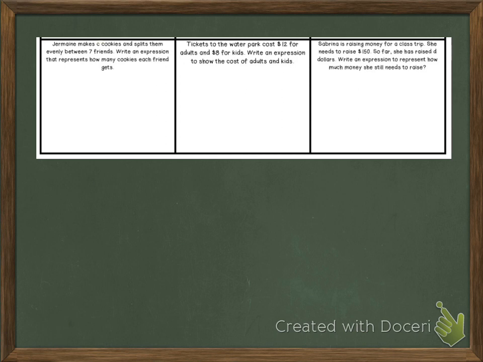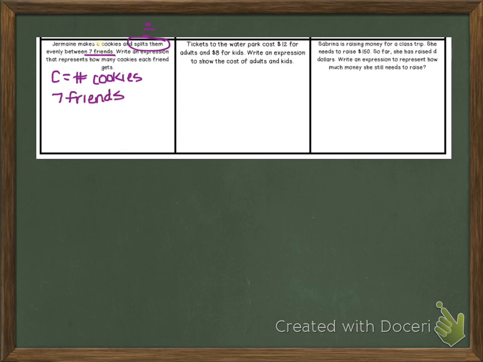Okay, so C is cookies. That works a little, I guess. And he splits them up evenly between 7 friends. Write an expression that represents how many cookies each friend gets. So C, we always want to write what the variable means: number of cookies. And he wants to split. What operation does split mean? Hopefully you said division. Good. It means to divide. And how many friends does he want to split it up with? He wants to split it up with 7 friends.